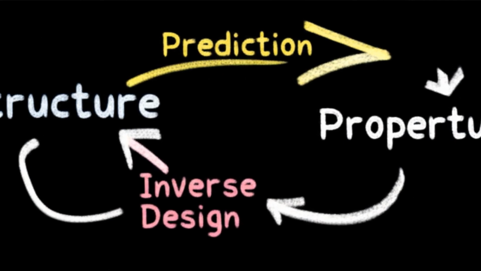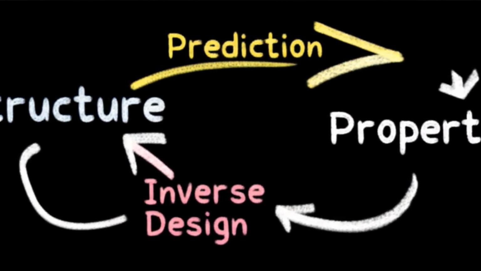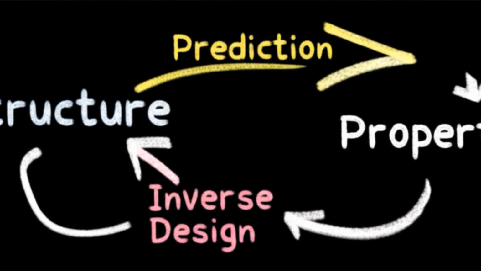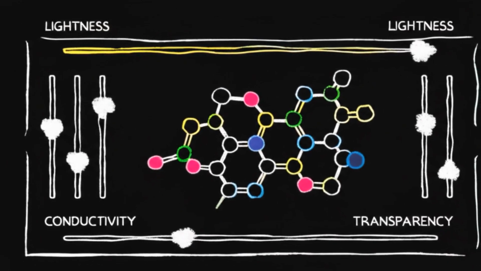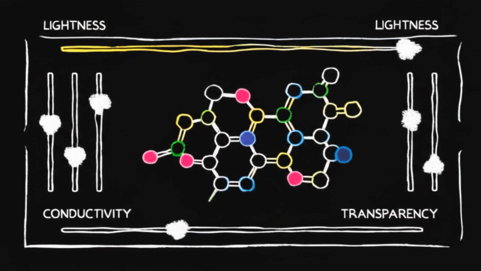Predicting a material's properties from its structure is one thing. The truly revolutionary step is asking the inverse question: what structure will give me the properties I want? This is called inverse design. You can ask the AI, design me a material that is as light as plastic but conducts electricity like copper and is transparent. The network then works backward, dreaming up novel atomic configurations that should, in theory, fulfill these exact criteria. It's no longer discovery, it's invention at the atomic scale.